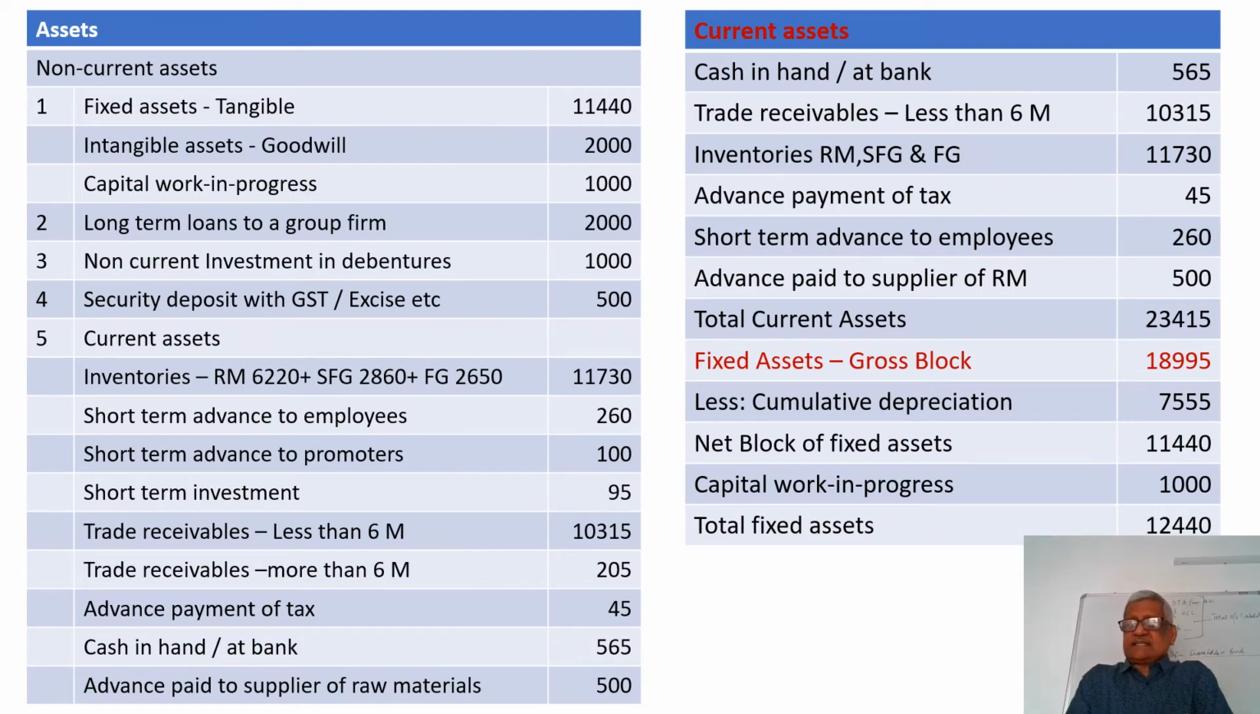When you go to the asset side, we have learned the balance sheet format prescribes non-current assets first, then current assets. Non-current assets is again divided into fixed assets, then long-term loans and advances, then non-current investment, then other non-current liabilities. So now then comes the current assets.